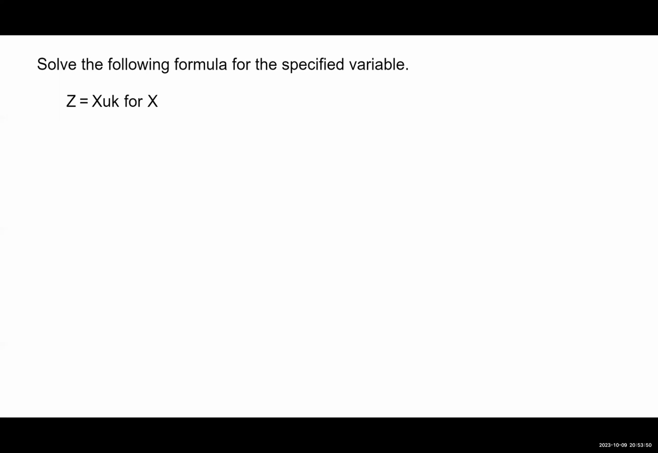This is sort of a weird problem here. Solve the following formula for the specified variable. So we want to solve this equation. We've got z equals xuk. So capital Z equals capital X, lowercase u, lowercase k. We want to solve for x.